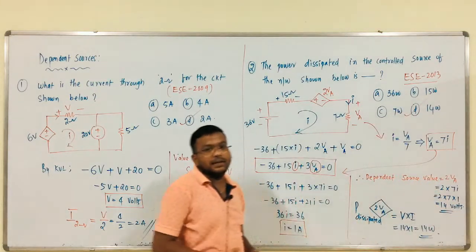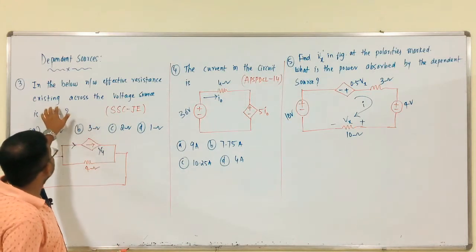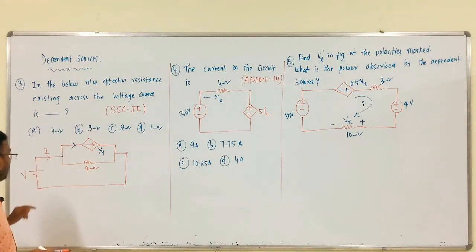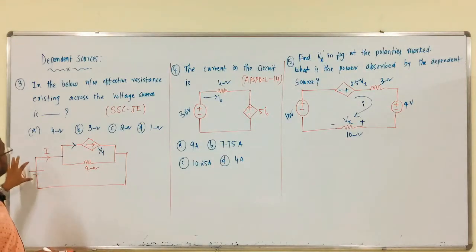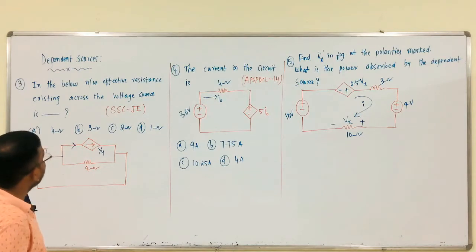The next problem is, in the below network, find the effective resistance across the voltage source. So, we have to calculate the effective resistance across this voltage source. This is the problem which was asked in SSC JE.